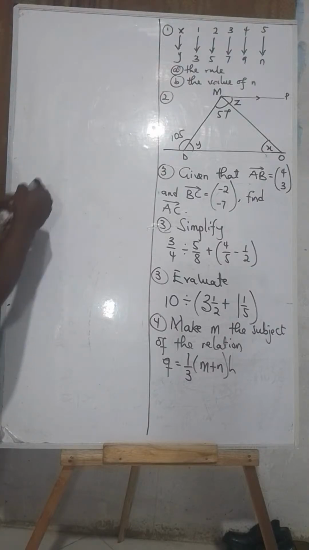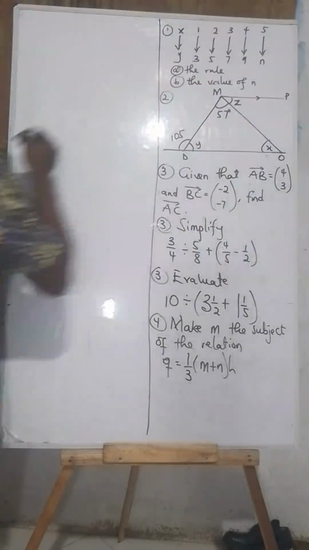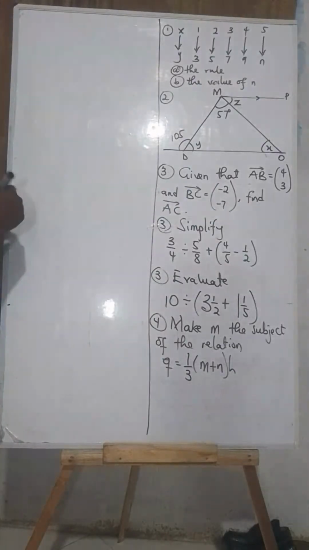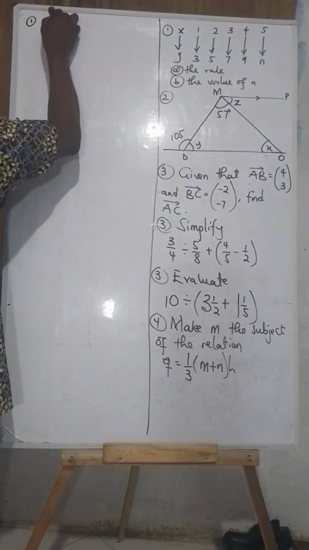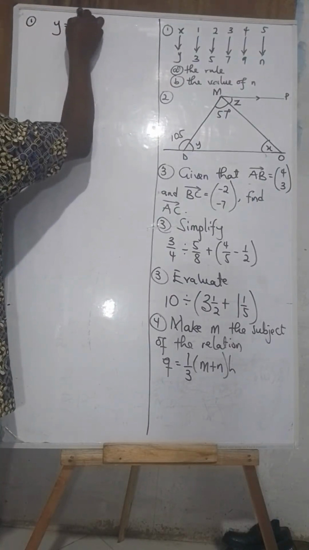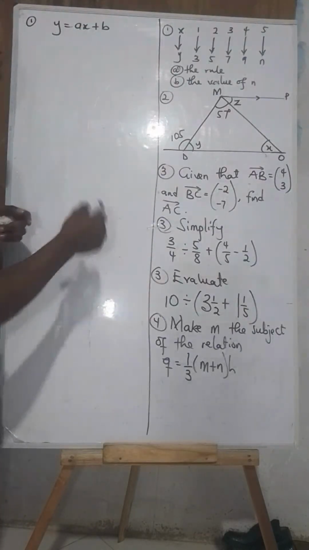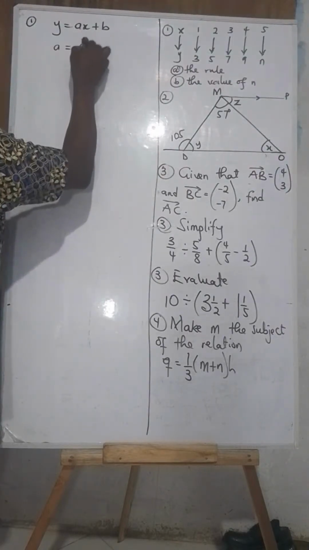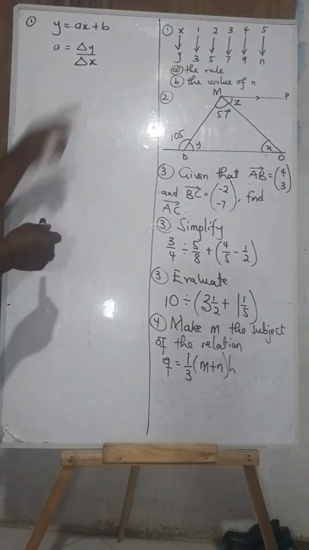Now, with the mapping, we want to use the formula method in getting the rule for the mapping. Because the difference in x is 1 and the difference in y is 2, that is addition of 2, we can use the formula y equals ax plus b, that is for linear mapping. The a alone is the difference in y on difference in x.